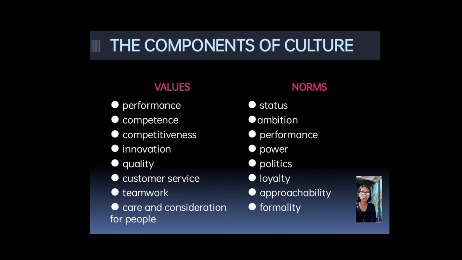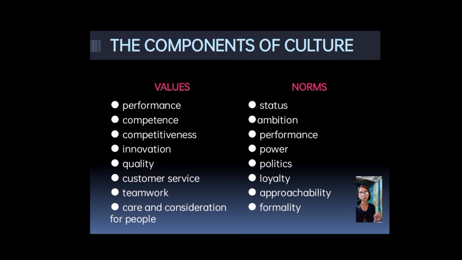So what are norms? Norms tell people what they are supposed to be doing, saying, believing, even wearing. They are never expressed in writing. If they were, in an organizational culture, they would be policies or procedures. In the values, we have performance, competence, competitiveness, innovation, quality, customer service, teamwork, care and consideration for people. While in norms, we have the status.